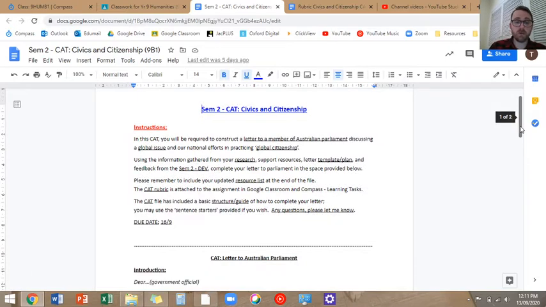In this CAT, you will be required to construct a letter to a member of Australian Parliament discussing a global issue and our national efforts in practicing global citizenship. So what are we doing to help solve this global problem as an individual country? Using the information gathered from your research, support resources, some of the websites I've given you guys, the letter template, the DEV, and of course the feedback from the DEV, complete your letter to Parliament in the space provided below.